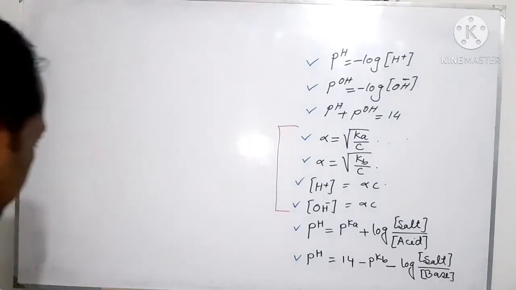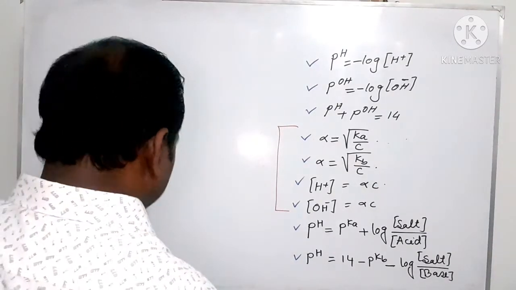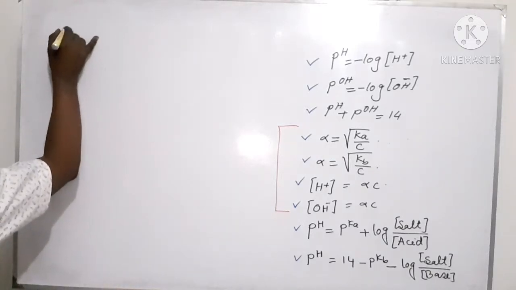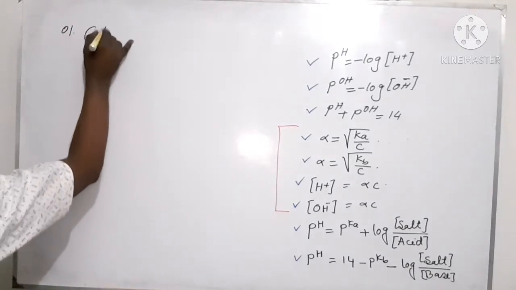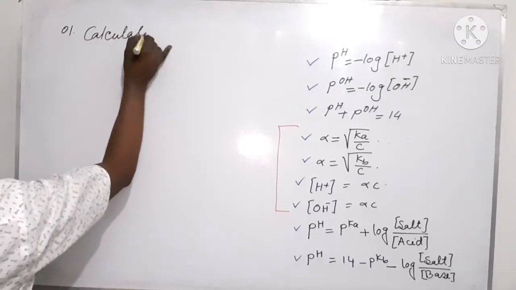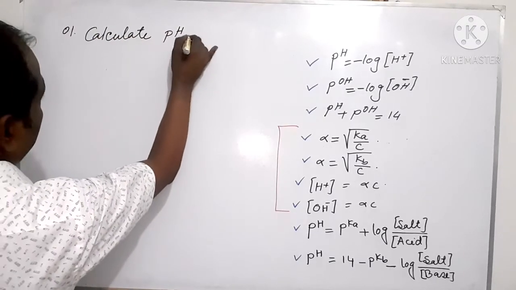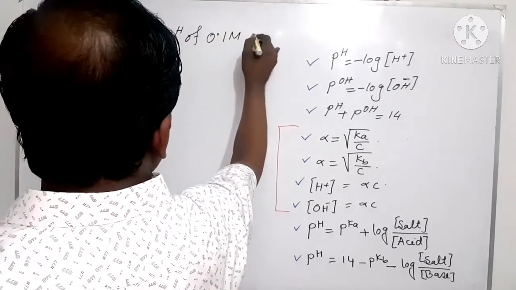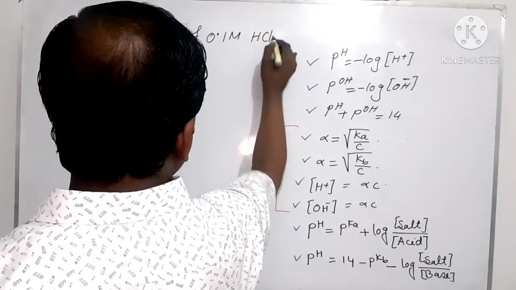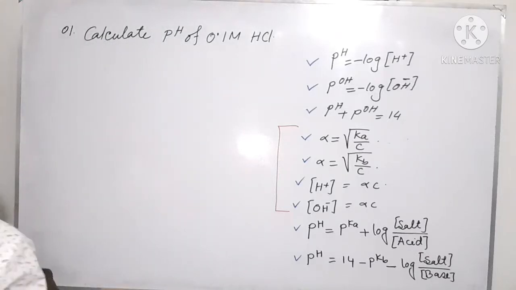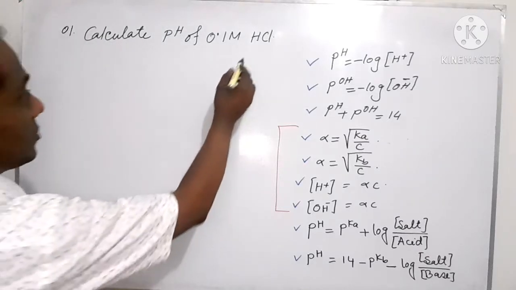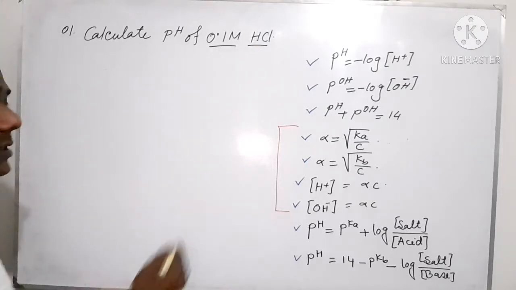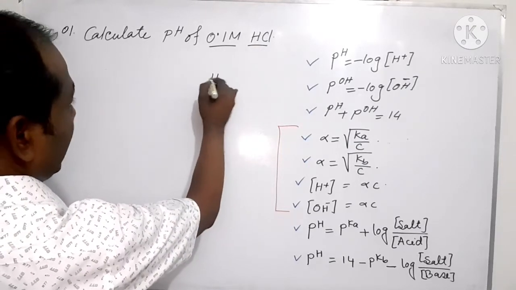Now, our first mathematical problem: calculate pH of 0.1 molar HCl. Here, the molar concentration of HCl is 0.1. So this is the molar concentration of hydrogen ion.